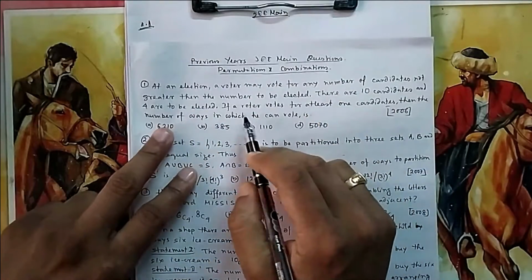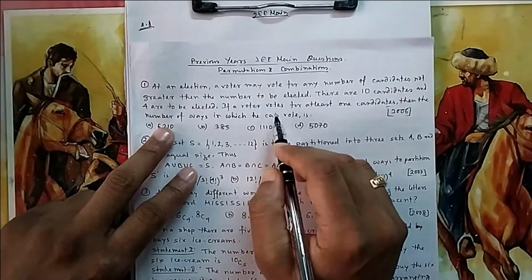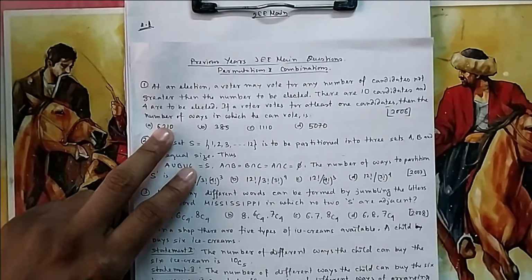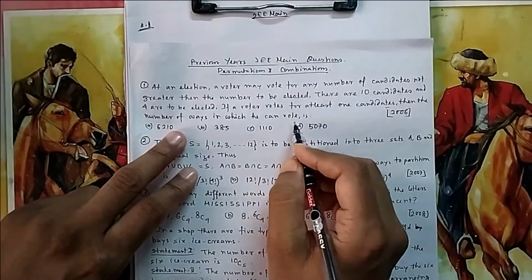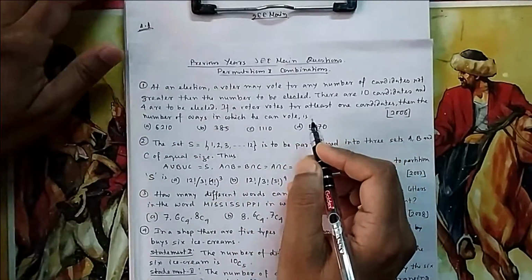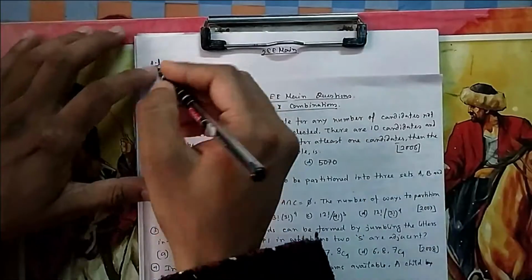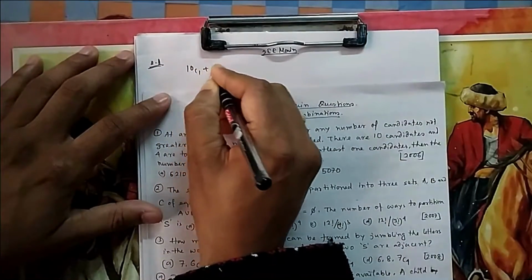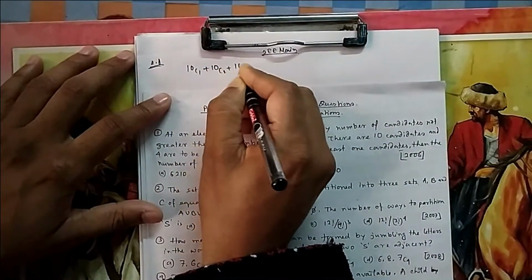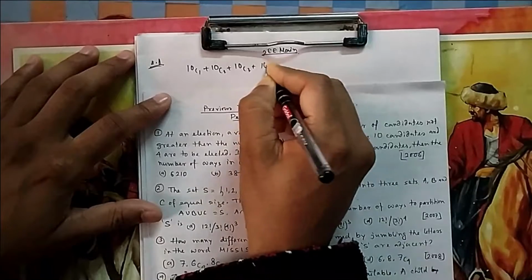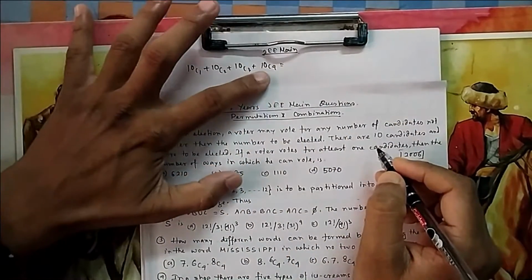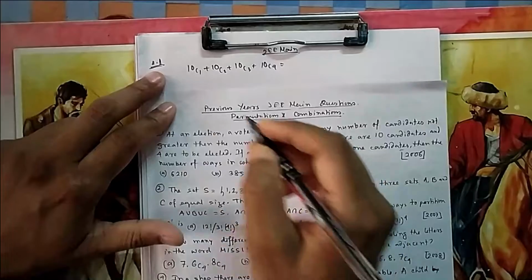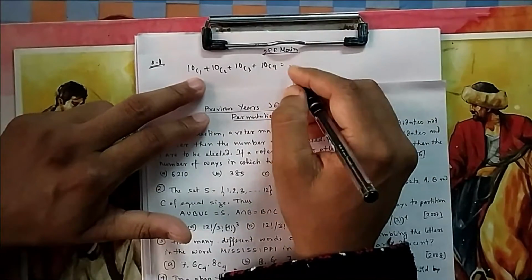So if every voter will be voting for at least one candidate, then the number of ways it can vote. At least one means it can select 1, it can select 2, it can select 3, and it can select 4 also, because the highest is 4, so you cannot go beyond 4. So it is 10C1, out of 10 it can select 1, 2, 3, or 4.